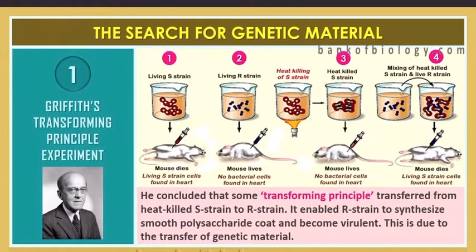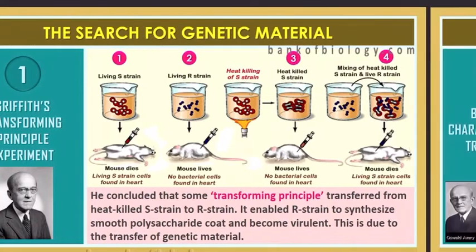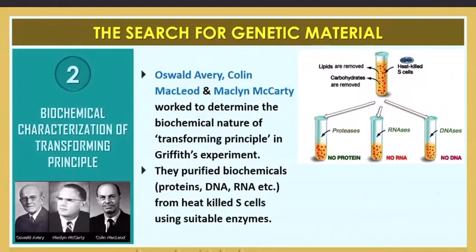Of course, he doesn't know that genetic material is DNA. Only he guessed. Griffith guessed that there is something that is transforming R strain to become bad from the S strain, even though it is heat killed. And then to prove this further, 3 more scientists, Oswald Avery, Colin MacLeod, Maclyn McCarty, worked to determine the biochemical nature of transforming principle in Griffith's experiment.